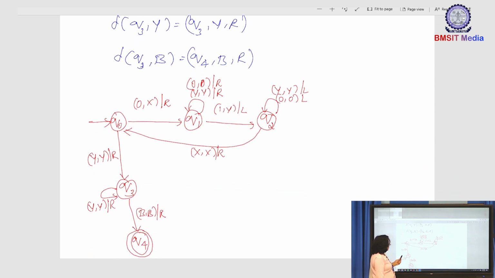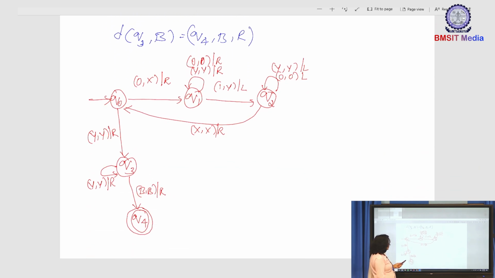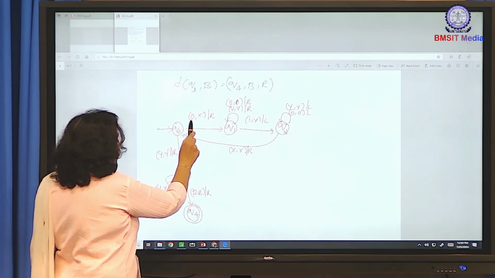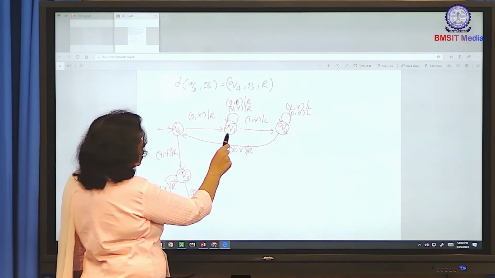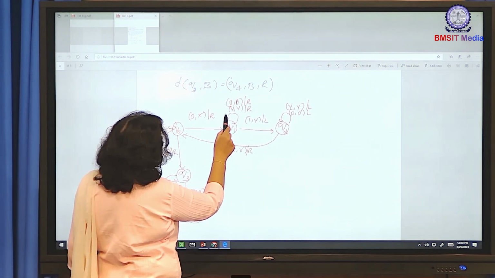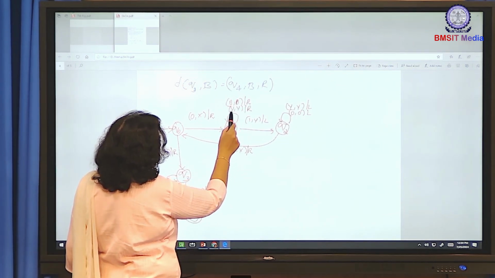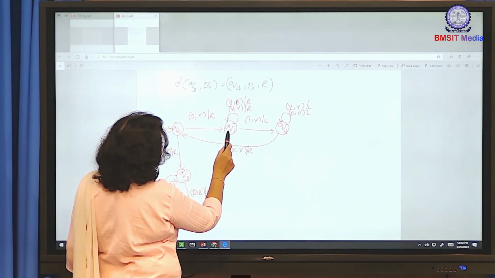And the diagram looks like this. So there are 5 states. So we have done the diagram. The transition from Q0 to Q1 is 0 comma X, and the direction is right. Q1 to Q1, we have 0 comma 0 on right, Y comma Y on right.